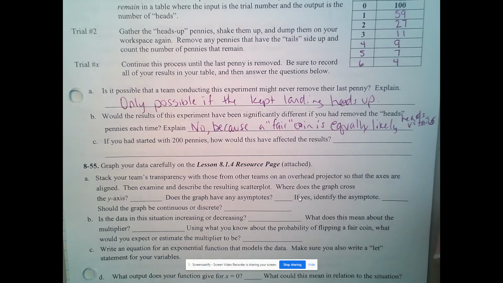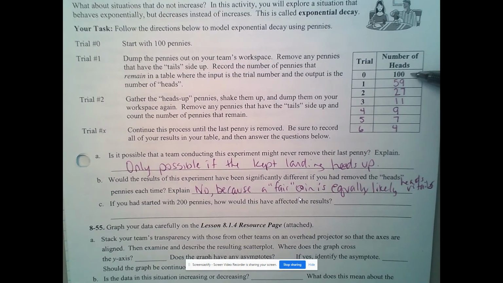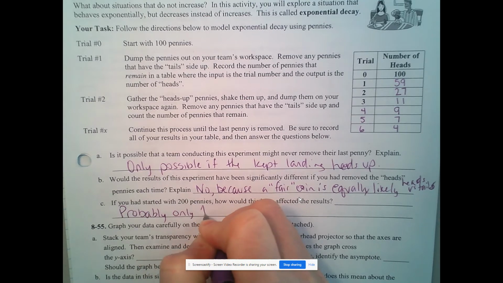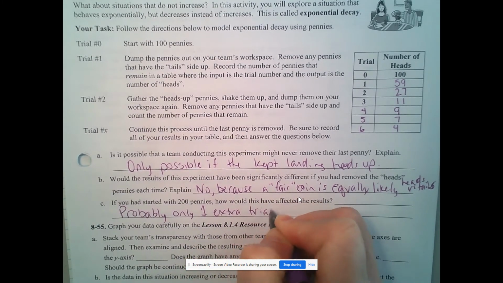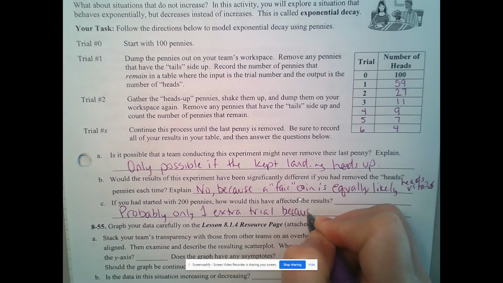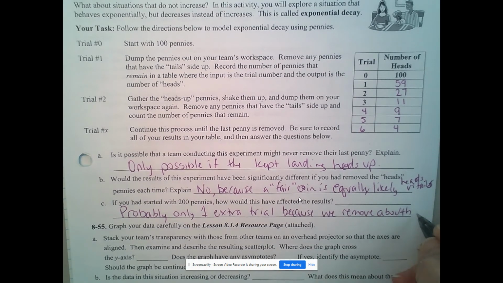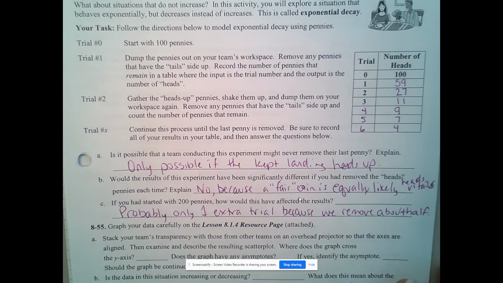If you started with 200 pennies, how would this have affected the results? Think about it. What would have happened on the trial before I had 100? Hypothetically, if I started with 200 pennies, I would have gotten somewhere near 100 after the first dump. So this would probably have taken only 1 extra trial, because we remove about half each time. If you had gone from 200 to 100, that would have been your 1 extra trial.